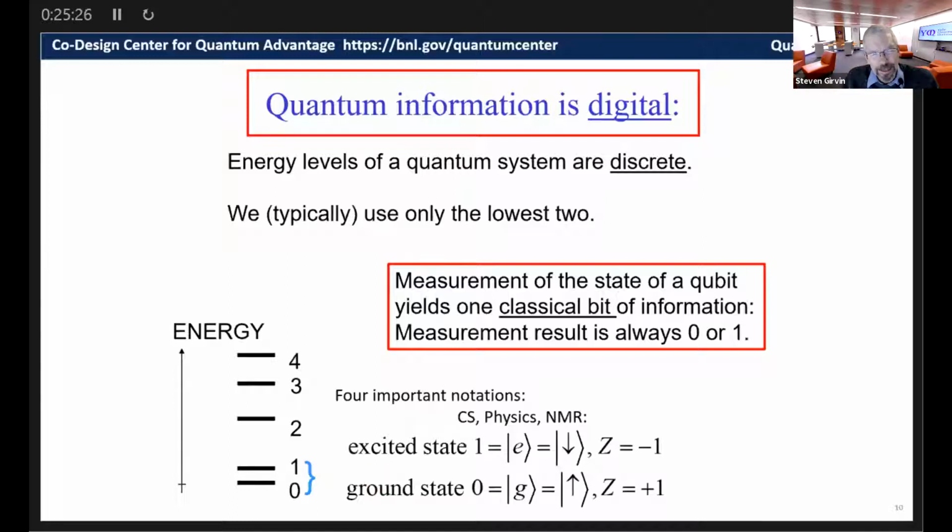And then there are all kinds of notations. I'll talk about excited state and ground state. If I'm a physicist, if I'm a computer scientist, I'll talk about 1 and 0. I'll use this Dirac notation, excited and ground, or if I do nuclear magnetic resonance, I'll talk about spin down and spin up. And if I talk about measuring the Z component of that spin, I'll make it dimensionless and take its values to be -1 and +1, which are more symmetric than 0 and 1, much beloved by computer scientists, but these are often preferred by physicists.